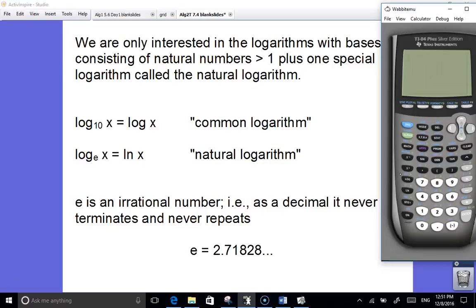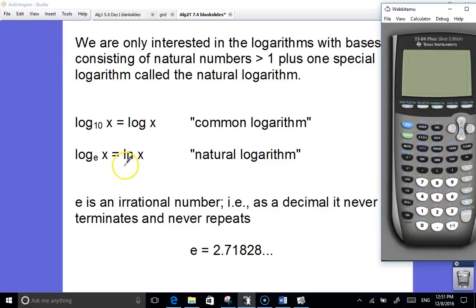Okay, the other one is called the natural logarithm. And the natural logarithm has a base of an irrational number. Irrational numbers are numbers like unresolved square roots, square root of 5, square root of 3, or it could be pi, which you also have studied enough to know. Pi is this decimal number that never terminates and never repeats. Well, that's what e does also. And the value is about 2.71828... keeps going.